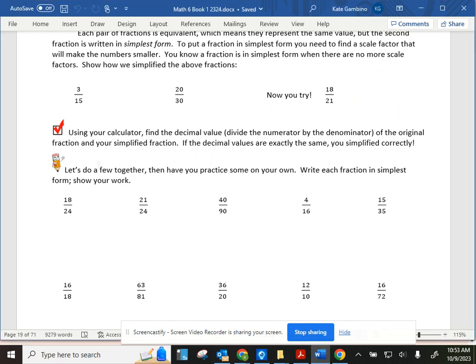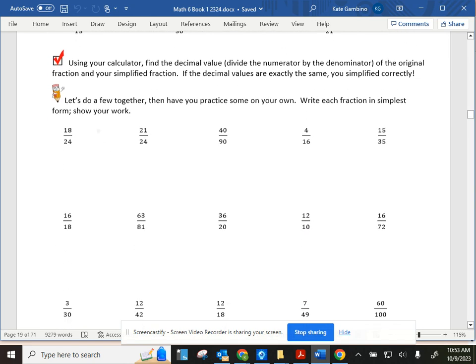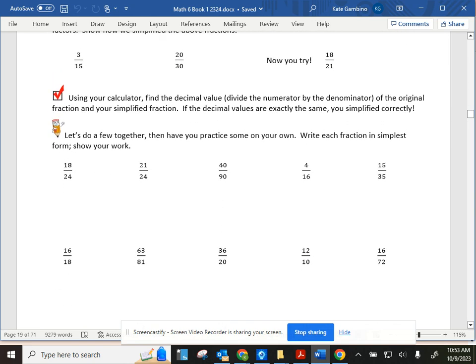Using your calculator, you can find the decimal value, divide the numerator by the denominator of the original fraction, and your simplified fraction. If the decimal values are exactly the same, you simplified correctly. So what that means, we said this simplified was 6/7.